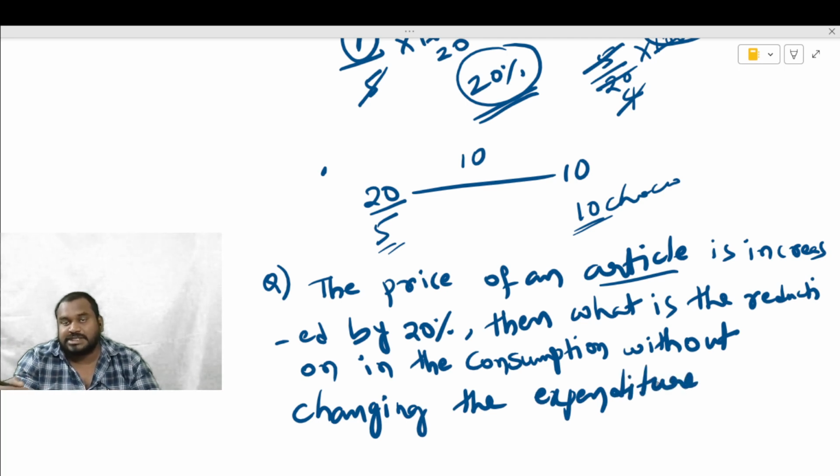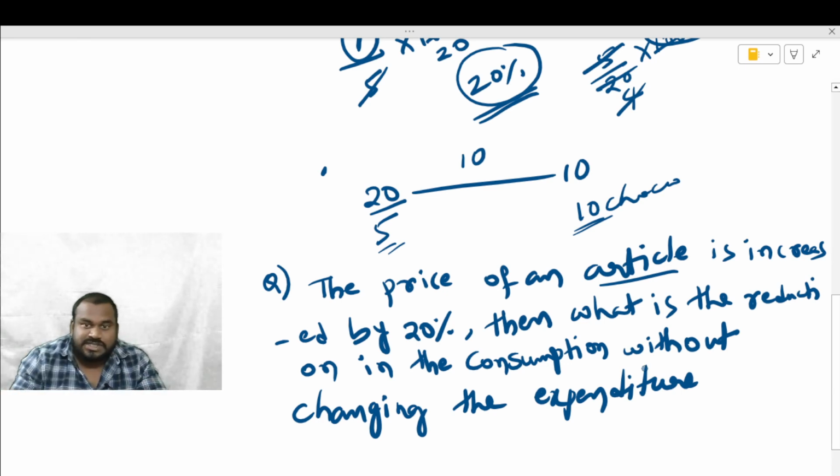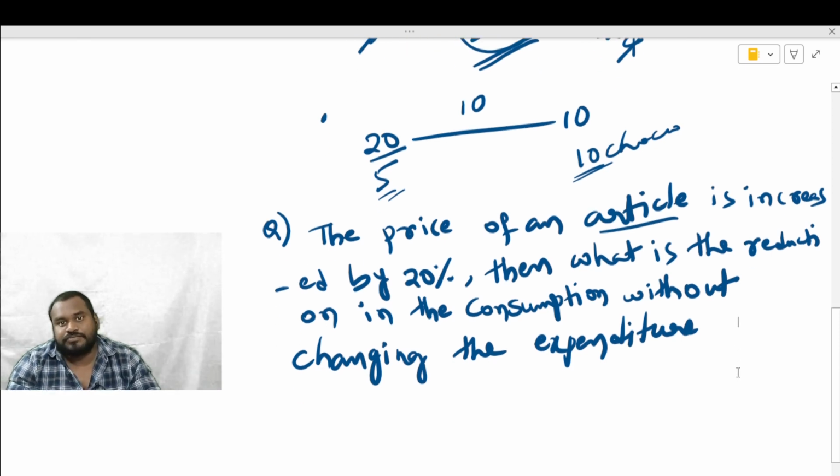I am comparing this expenditure with the 100 from the previous example. The 100 is the budget I told you, right? That is nothing but expenditure here. So now the price of an article is increased by 20%, then what is the reduction in the consumption without changing the expenditure? So I'll tell you how to solve this question with the normal procedure and with a shortcut. Okay?